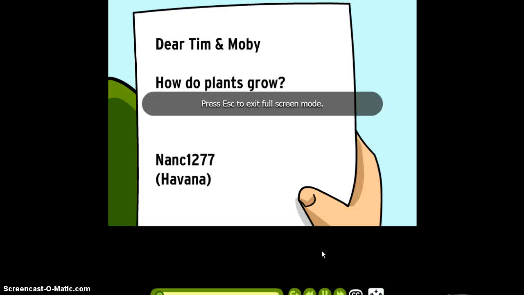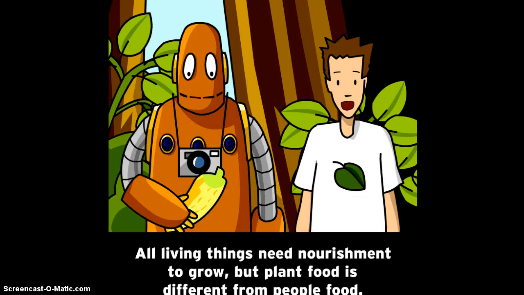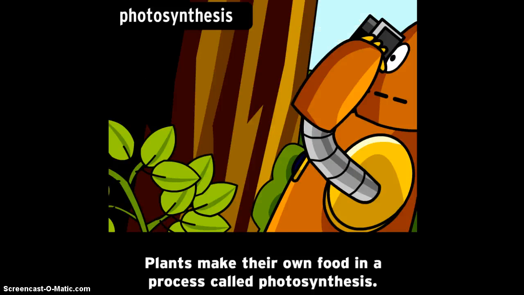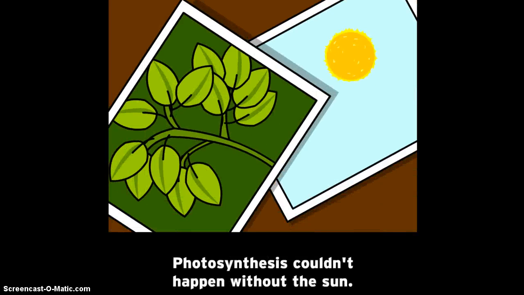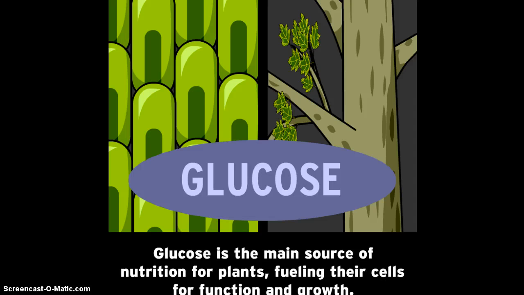Dear Tim and Moby, how do plants grow? From Nance1277. All living things need nourishment to grow, but plant food is different from people food. Plants make their own food in a process called photosynthesis. Photosynthesis couldn't happen without the sun. Plants collect energy from sunlight and use this energy to make a sugar called glucose. Glucose is the main source of nutrition for plants, fueling their cells for function and growth.